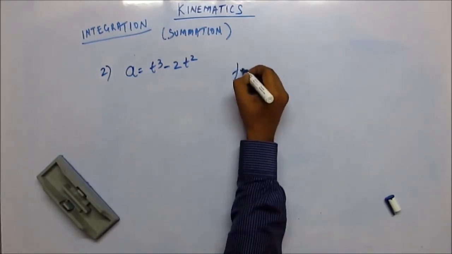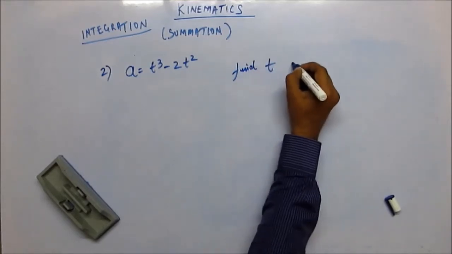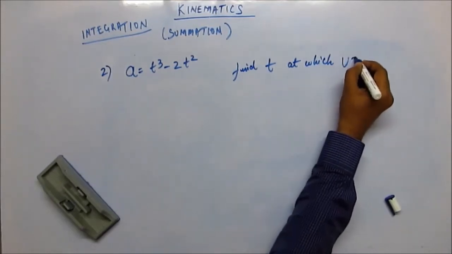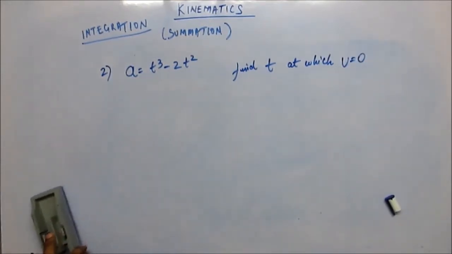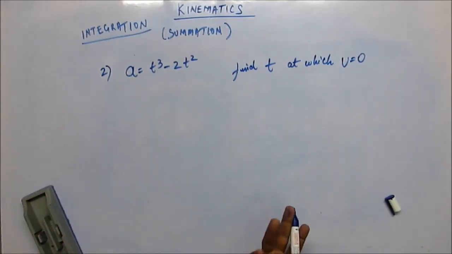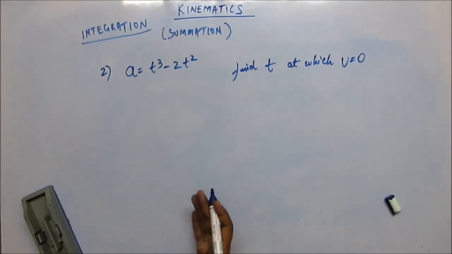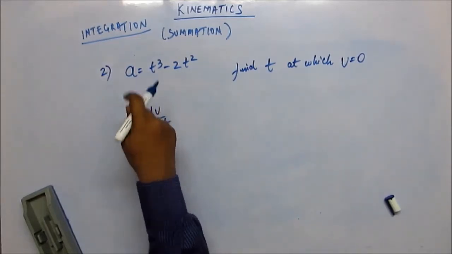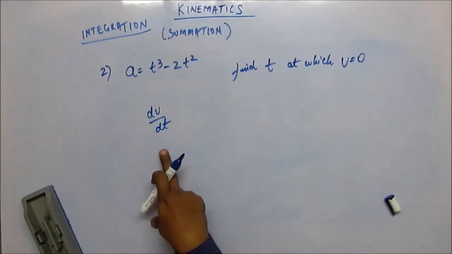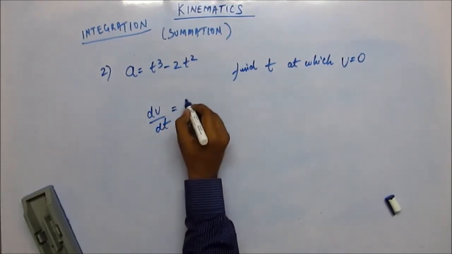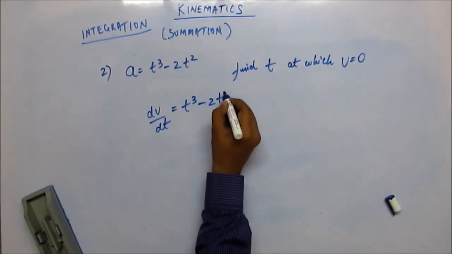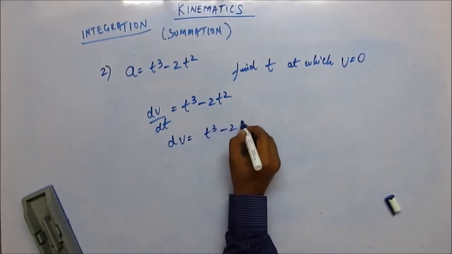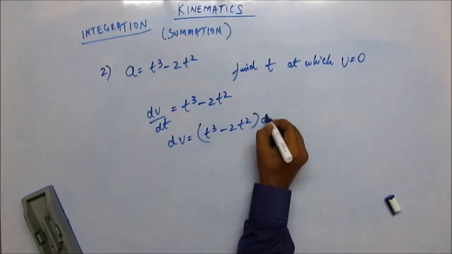So find t at which v is equal to 0. Now the approach will be the same. You're looking for velocity, so you actually have to get the expression of velocity, and acceleration is dv by dt, so it's a good point to start from. Replacing a as dv by dt, dv by dt is equal to t cube minus 2t square. Now dv is equal to t cube minus 2t square into dt.